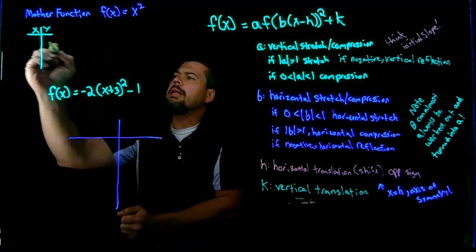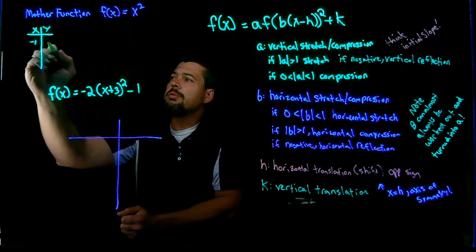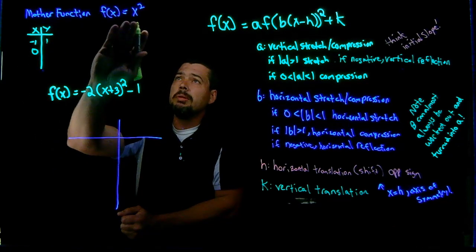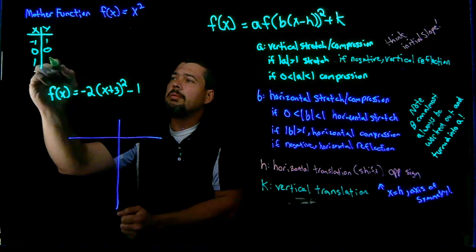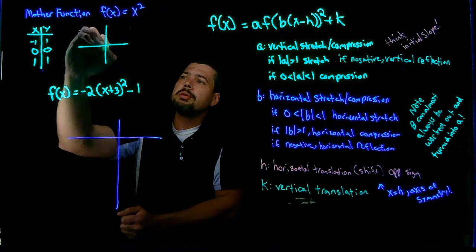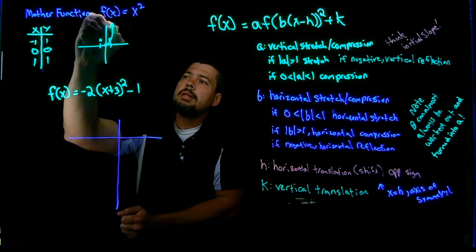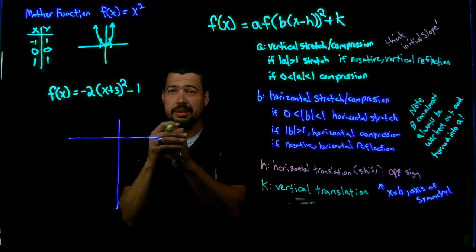So we're going to plug in a -1. If you plug in a -1 to x squared, -1 times -1 is 1. We're going to plug in a 0. If you plug a 0 into x squared, you get 0 back. We're going to plug in a 1, 1 squared being 1. Again, three-point technique. The mother function f of x equals x squared contains the points (0, 0), (1, 1), and (-1, 1). And it looks like a parabola. Most of the time we just say the letter U for kids to get it to stick.